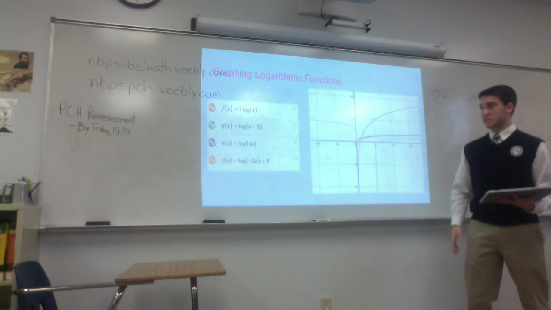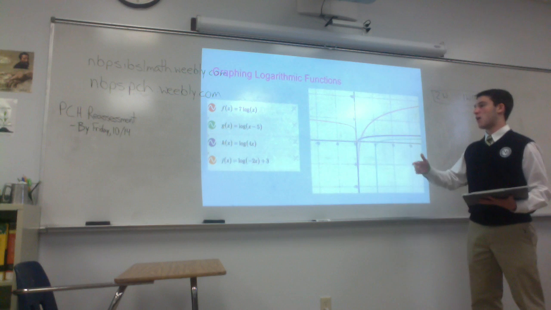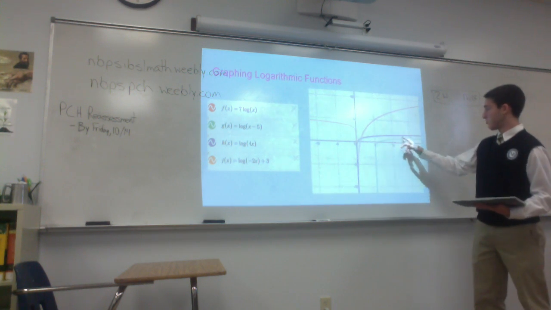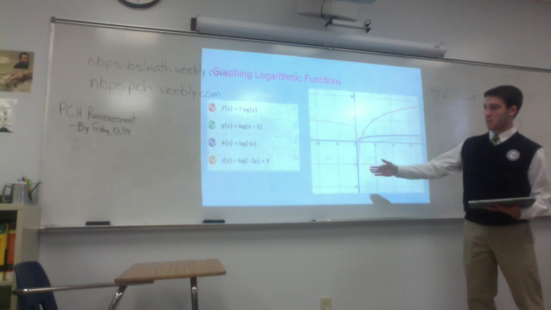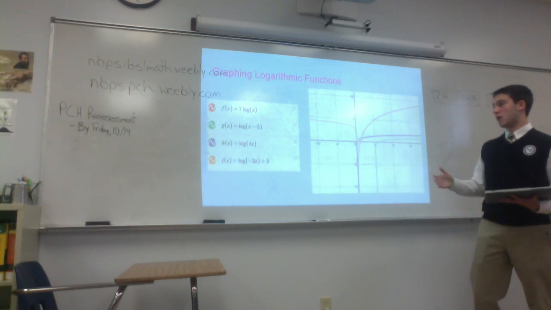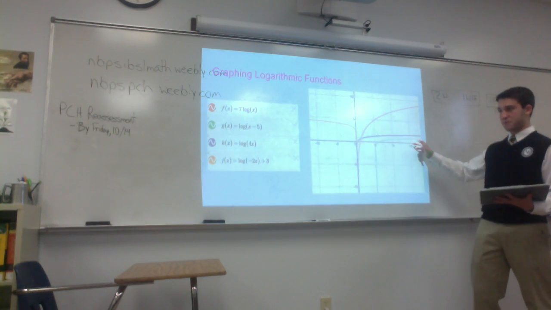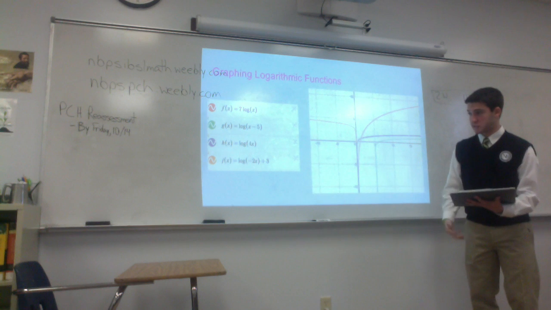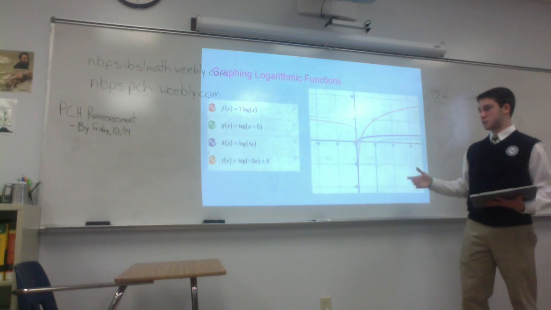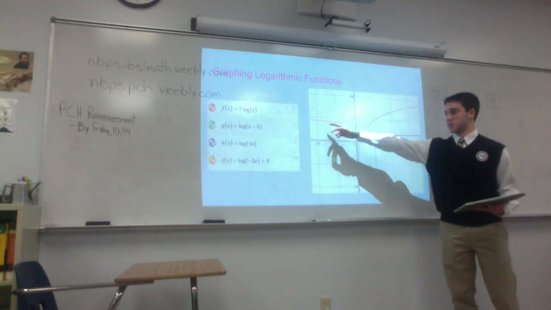The green, g of x equals log of x minus 5, is moving 5 units to the right. The purple right here, h of x equals log 4x. And the orange graph is j of x equals log of negative 2x plus 3, so that's that orange right there.